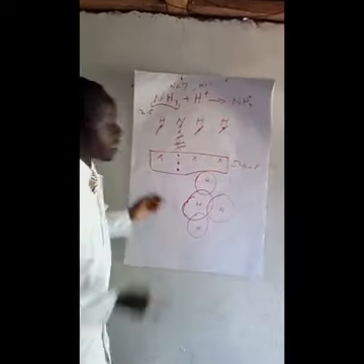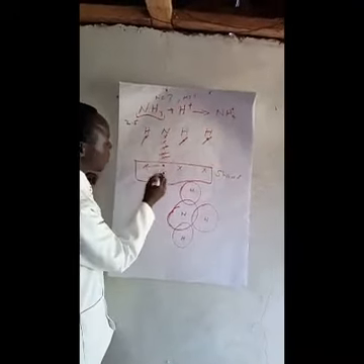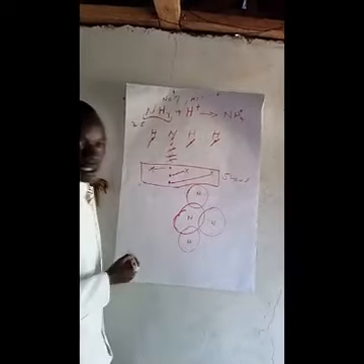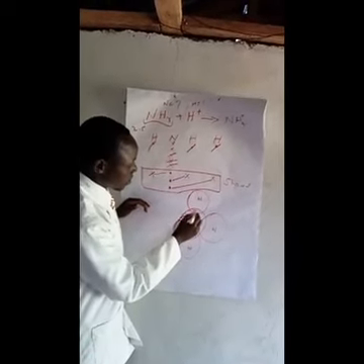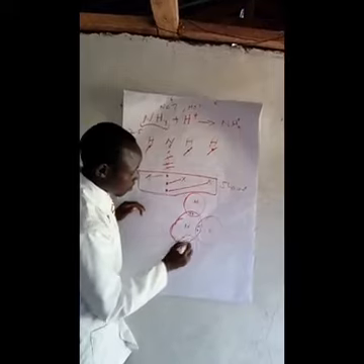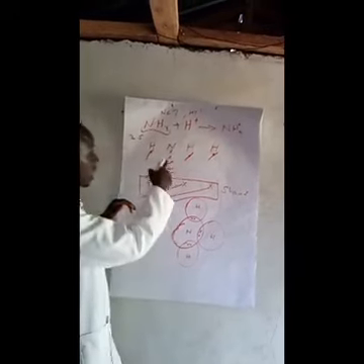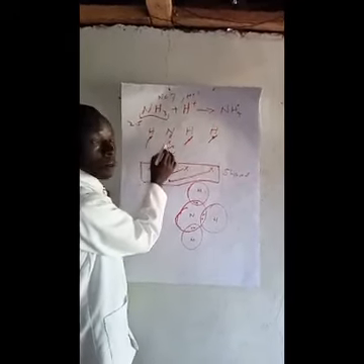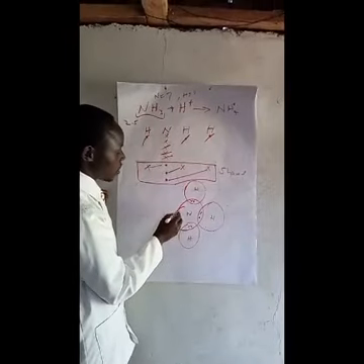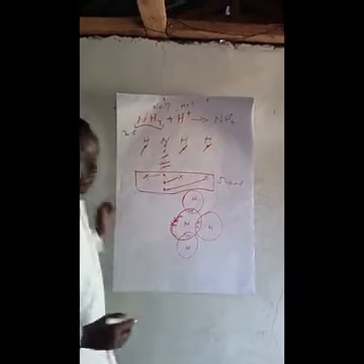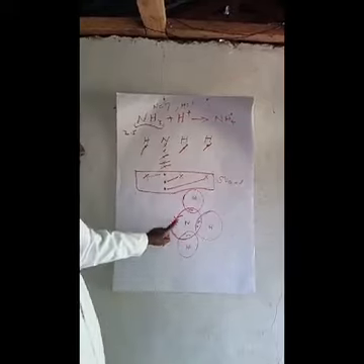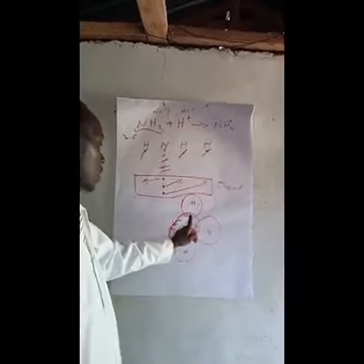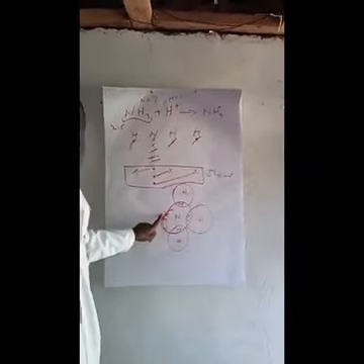So you see, you have x dot, x dot, and x dot. On nitrogen, you have a lone pair here. You have shared pair, shared pair, shared pair, and a lone pair.